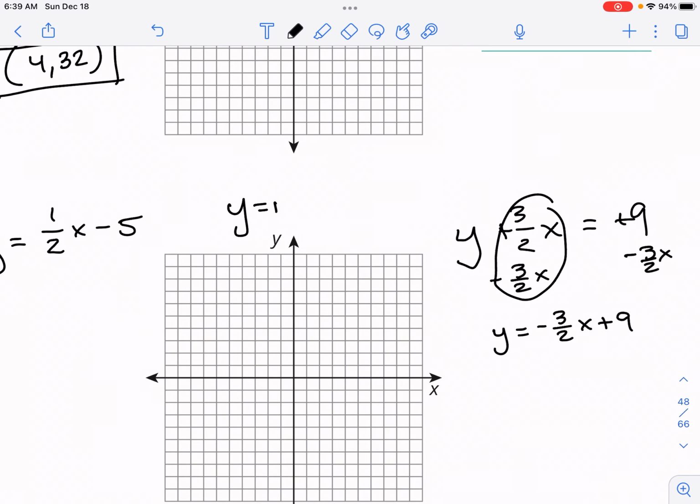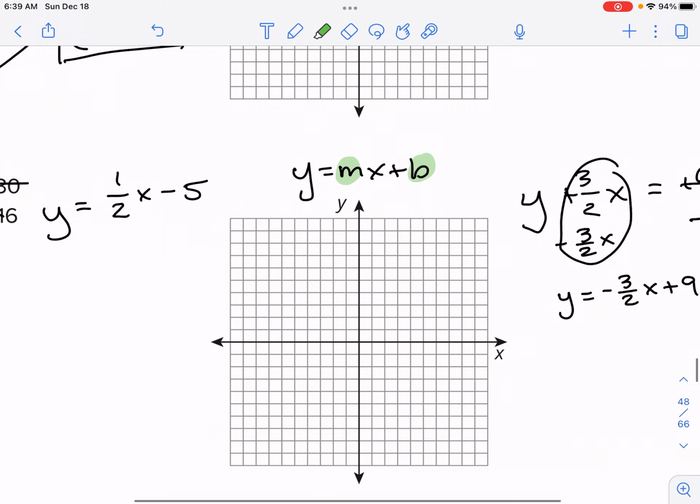I'm going to write it one more time. This is where our m value is our slope, and our b value is the y-intercept. So let's look at this one. We always begin with our... I'm going to change this example a little bit. I'm going to make this a positive 5.